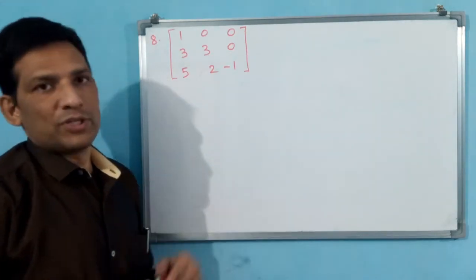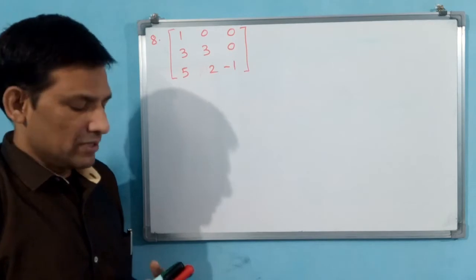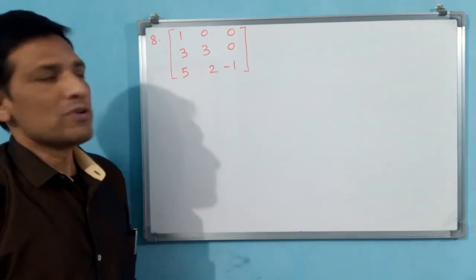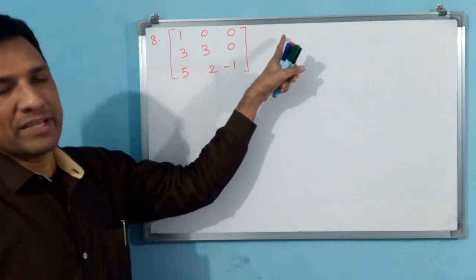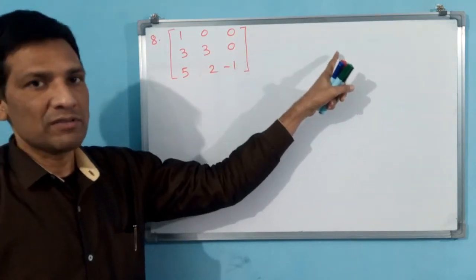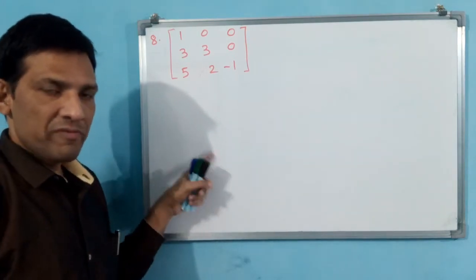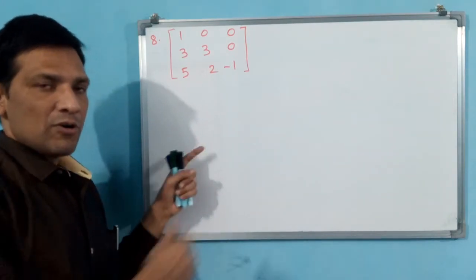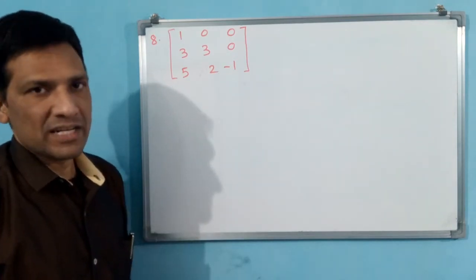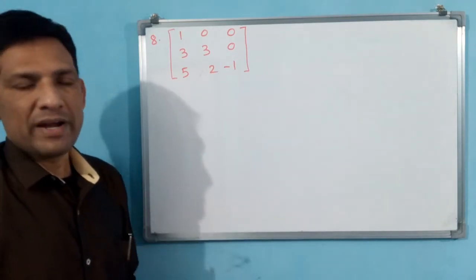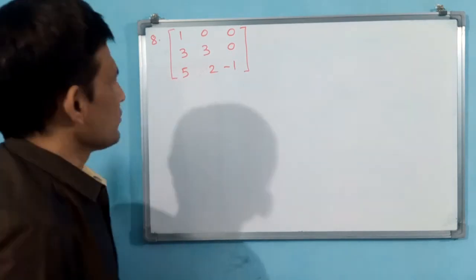See the 8th question. In this question also I have to find A inverse if it exists, like they have told. Then what are we going to do? We take this as A, and we find determinant A. If determinant A is not equal to 0, then A inverse exists. Then afterwards we find the cofactors, write the transposed cofactors in matrix form, which is called adjoint A. And A inverse is 1 by determinant A into adjoint A. Okay. Let us proceed further.